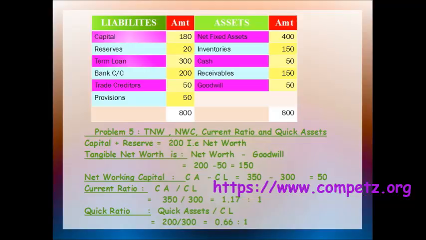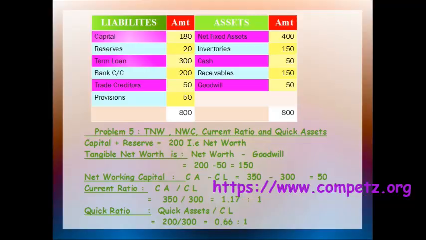So friends, we will start with one problem here. In the balance sheet, liabilities and assets side. So liabilities: capital 180, reserves 20, term loan 300, bank cash credit 200, trade creditors 50, provisions 50. We will read out the assets side: net fixed assets 400, inventories 150, cash 50, receivables 150, goodwill 50. The total amount of liabilities and assets is 800. Okay, we'll solve the problem.